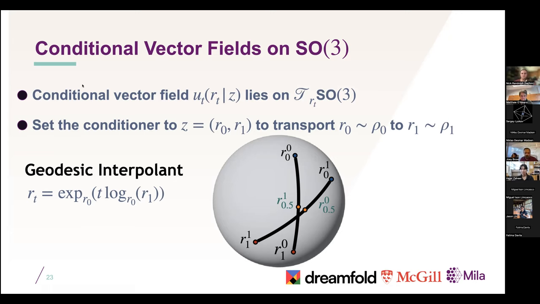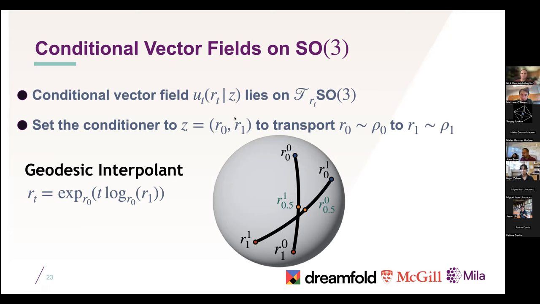So for conditional vector fields, I remind you that we're trying to parameterize UT of RT given Z, where RT is a time-dependent rotation matrix, given some conditioning information Z. I'll specify what Z is in a second, but the key idea is that UT, because it's a vector field, lives in the tangent space of the manifold. So imagine there's a tangent space associated with every little dot over here, and we want to learn this black line, which tells you where to transport R1 to R0. And then in reverse time, we're going to go the other way.